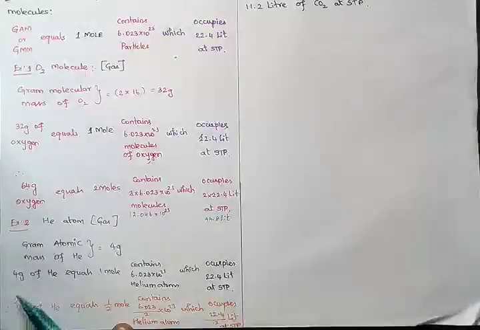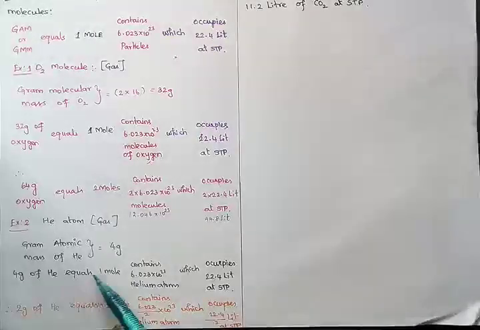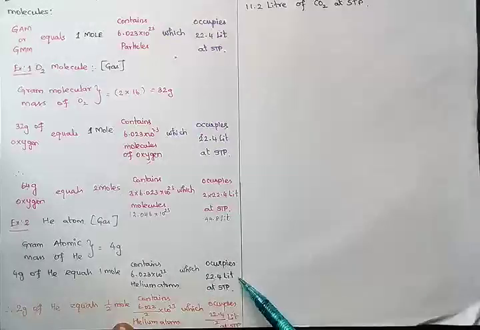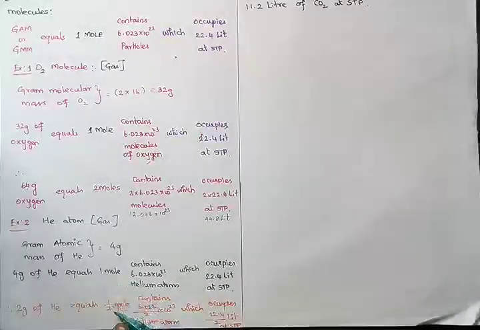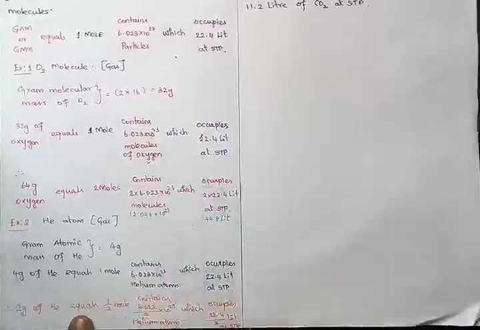What if I halve this number? So 4, half of 4 is 2. So what are you going to do? Every number we're going to divide by 2, right? So the 4 grams of helium equals 1 by 2 moles, nothing but 0.5, right?